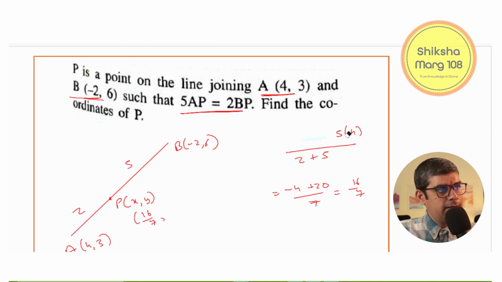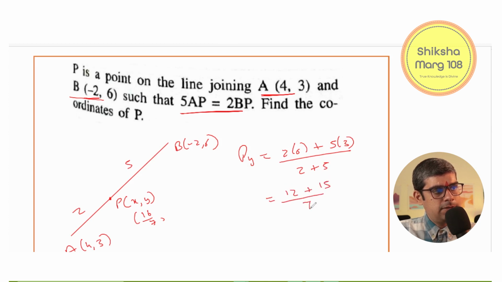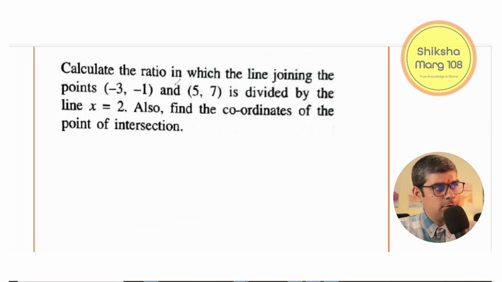Now we quickly go and get the y coordinate. So the y coordinate of P is going to be Py equals 2 times 6, plus 5 times 3, the whole over 2 plus 5. That's going to be 2 times 6 is 12 plus 5 times 3 is 15, the whole over 2 plus 5 is 7. So this is 12 plus 15 is 27 over 7. So the y coordinate is 27 over 7. I hope that's making sense to you guys. Fantastic. Well done.